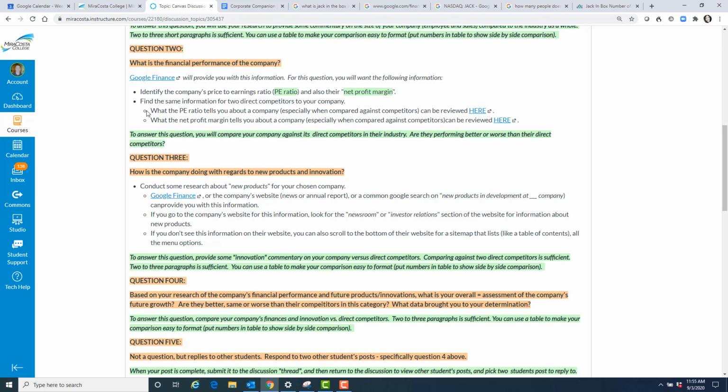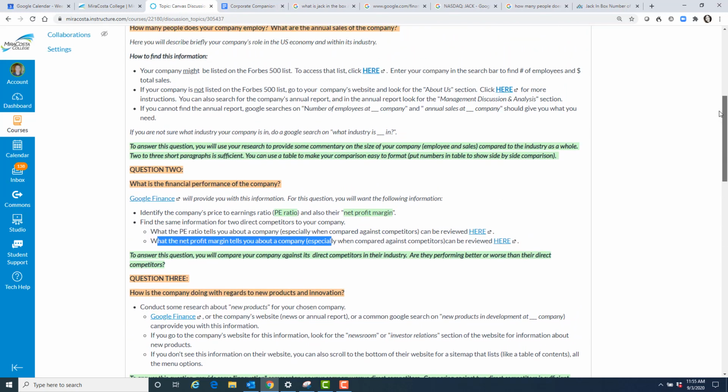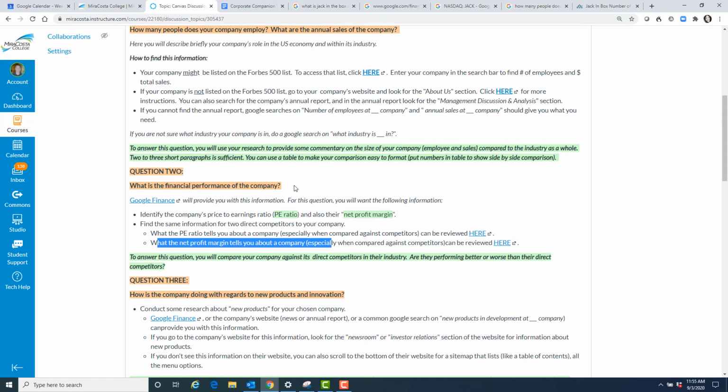And to help you with your commentary on this one, I provided some links on what the PE ratio tells you about a company and what the net profit margin tells you about a company, both of these, especially when comparing them against their competitors. So we're kind of doing an apples to apples comparison on the financial performance of your corporate companion selection compared to some of their direct competitors, okay?